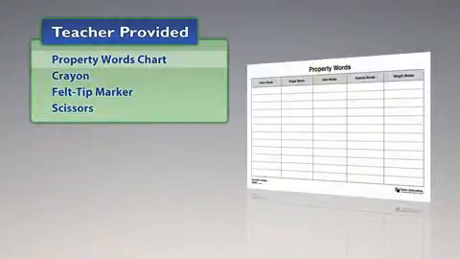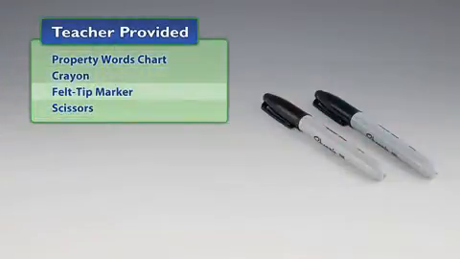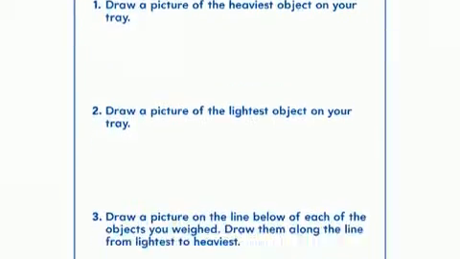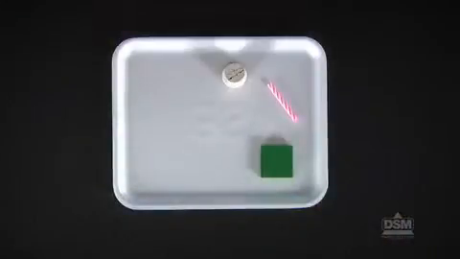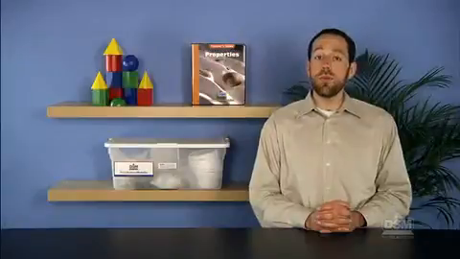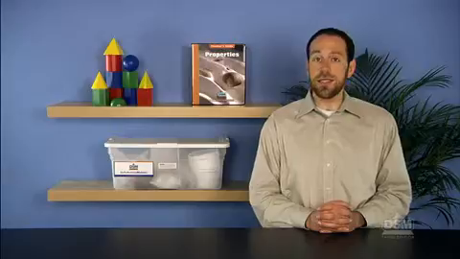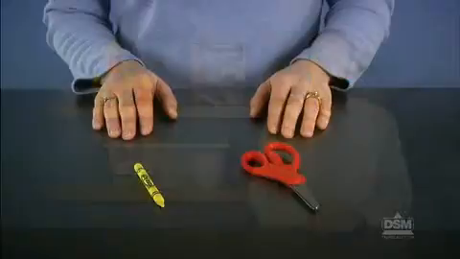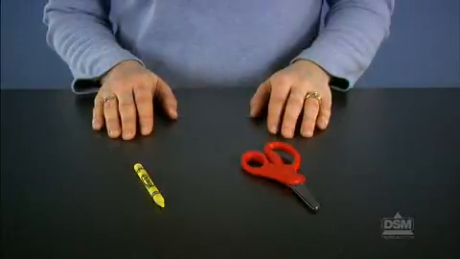You will also need to provide the following materials: property words chart, crayon, felt tip marker, and scissors. To prepare for the activity, make a copy of Activity Sheet 6 for each student and place the following items together in a sorting tray for each team of 4: a square block, a birthday candle, a cork, a feather, a shell, and a plastic spoon. Each team of 4 will need an equal arm balance consisting of an arm and a pivot and a sorting tray of items. You will also need a crayon and a pair of scissors for an opening discussion.